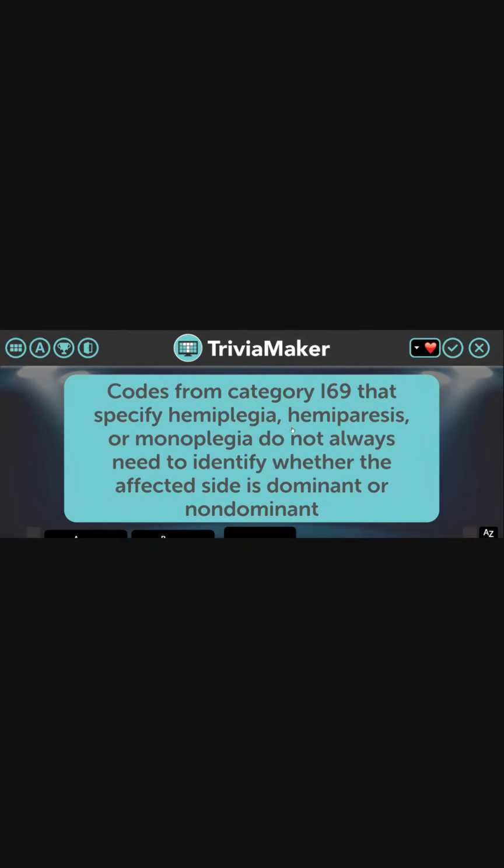All right, and let's go back to our angina artery disease for 300. Okay, true or false? Again, codes from category I-69 that specify hemiplegia, hemiparesis, or monoplegia do not always need to verify whether the affected side is dominant or non-dominant. Is this going to be true or false? You guys got this one. I have full confidence in you. Let me know in the chat.